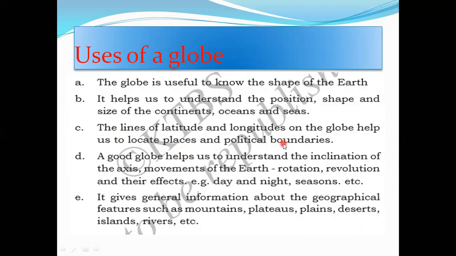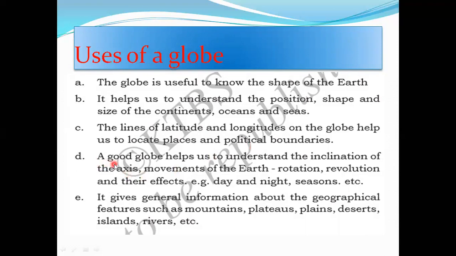With the help of the globe, we can locate places using imaginary lines. Which imaginary lines are there? There are two: latitude and longitude. With the help of these lines, we locate places and political boundaries, meaning state and country. These are the things we have to locate.